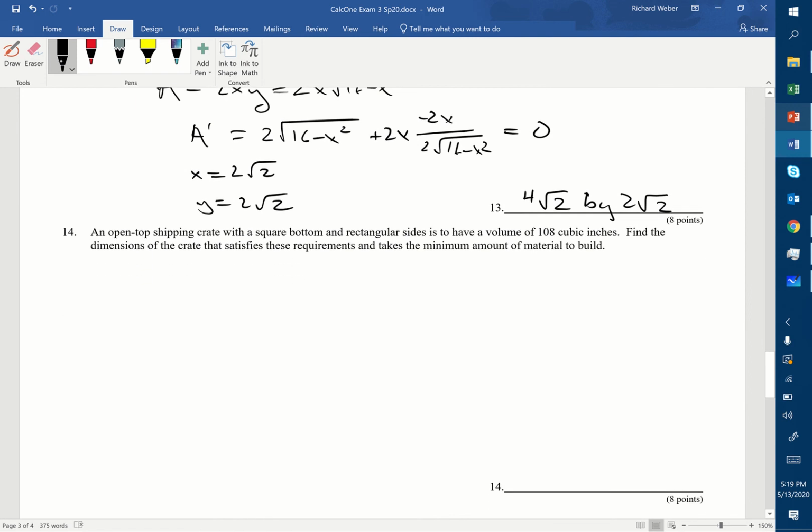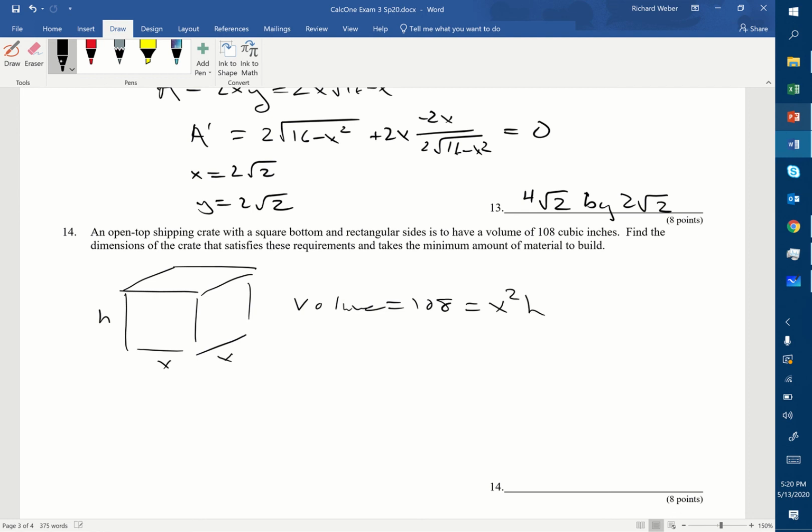And the open top, I thought you guys would sleepwalk your way through it because we did one or two of these. But anyway, what you're doing is the volume is set to 108. And of course, the volume, if it's a square base, is x squared h. So the volume is equal to x squared h, which allows us to say h is 108 over x squared. And we're trying to minimize the surface area.